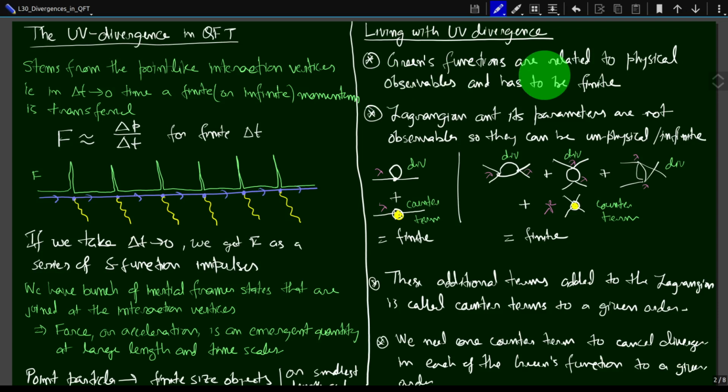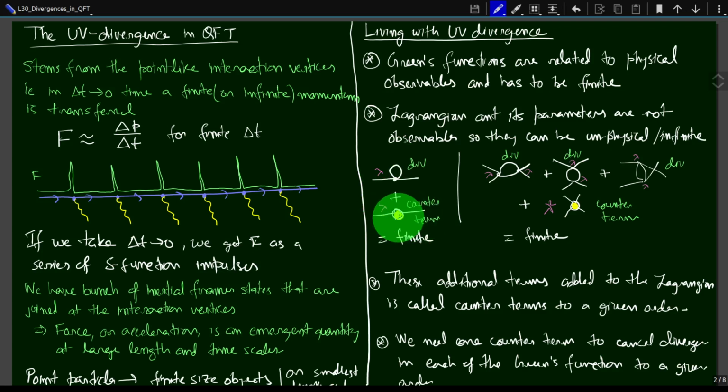The Green's functions that we have, the n-point correlation functions, are related to physical observables, and they have to be finite because we measure them in the lab. But the Lagrangian and its parameters are not observables, so they can be unphysical or infinite. Suppose I'm looking at the 2-point Green's function and the one-loop correction to this in the scalar theory. This is divergent and of order lambda. What I do is add an order lambda piece, which is also infinite and opposite, so that it cancels. Okay, so what is this 2-point function?